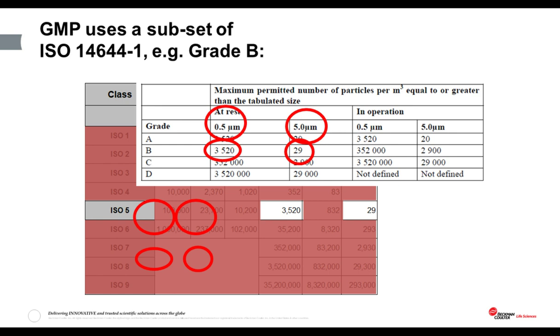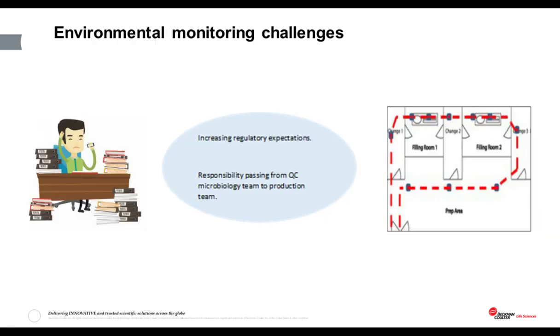And you can see from grade B at rest, if we go to the grade B table here, 0.5 and 5, and the number of particles in the table there are the same as ISO class 5. So you can see how GMP has taken a subset of the ISO to make the GMP regulations. And don't forget, if you're following European GMP or you are following World Health Organization, it is 0.5 and 5 microns still.